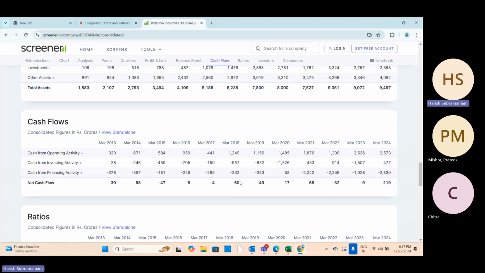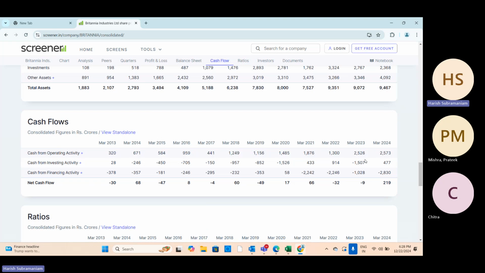So if we look at a successful company, a good, stable company like Britannia, right? What do we see in Britannia? We see that the first thing is the cash from operating activity every year is positive. Even if you look at quarterly, even if you look at any time period, they are getting a lot more positive cash from the operating activity.